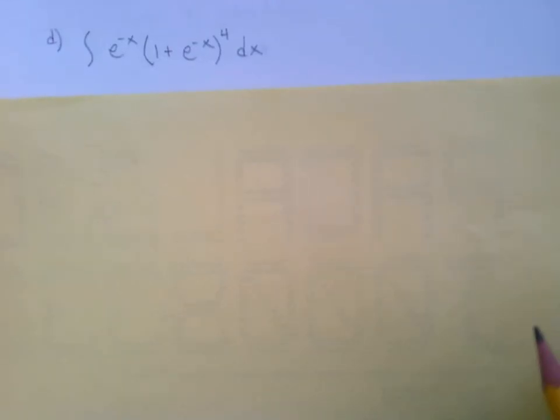Okay, I've got one last example for us. Wanted to do something that involved e. How about this? The indefinite integral e to the negative x times the quantity 1 plus e to the negative x to the 4th.